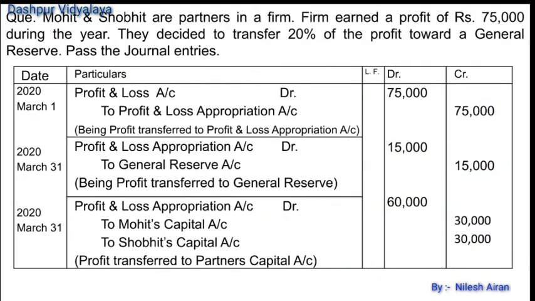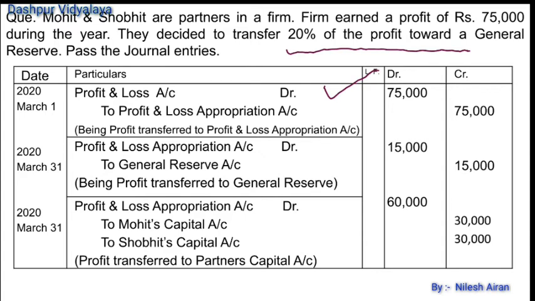Let's see, we are given another question here that Mohit and Shobit are the partners in a firm. Firm earned a profit of rupees 75,000 during the year. They decided to transfer 20% of the profit towards a general reserve. Pass the journal entries. Profit and loss account debit to profit and loss appropriation account. First of all, the full amount of the profit will be transferred to the profit and loss appropriation account.